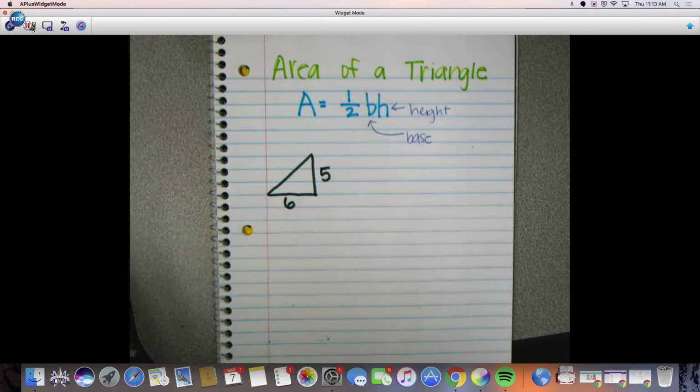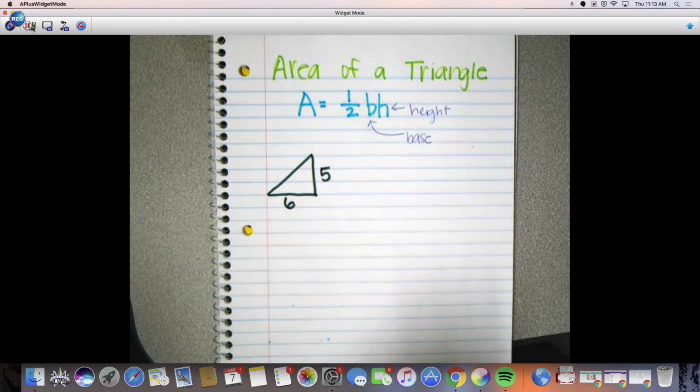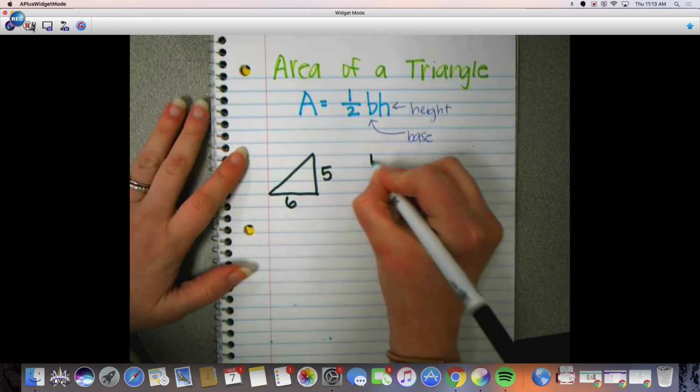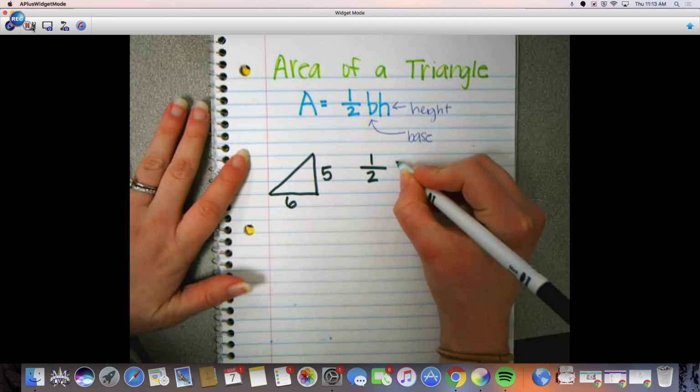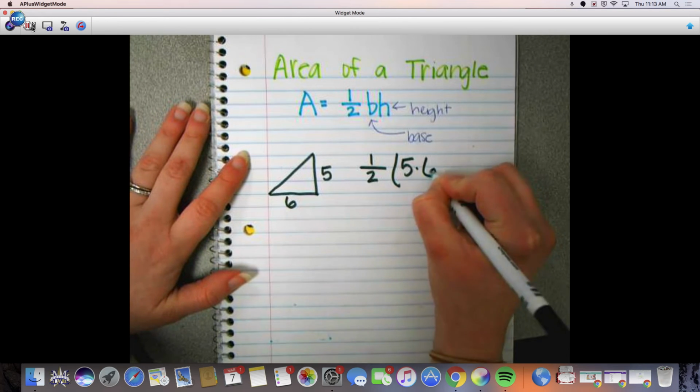What would be the base? 6, right? And what would be the height? 5. So all we have to do is plug those numbers in. So we're going to have 1/2 times 5 times 6.